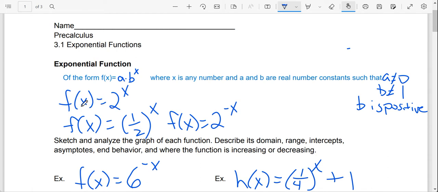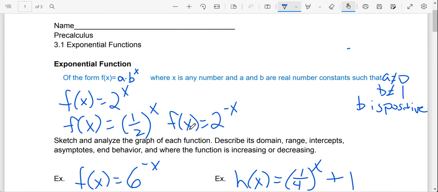So, I wrote some exponential function examples. f of x is equal to 2 to the power of x, f of x is equal to 1/2 to the power of x, and f of x is equal to 2 to the power of negative x. All these are wonderful examples of an exponential function.